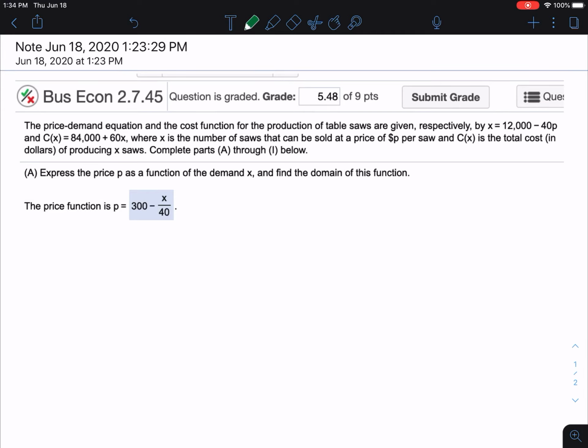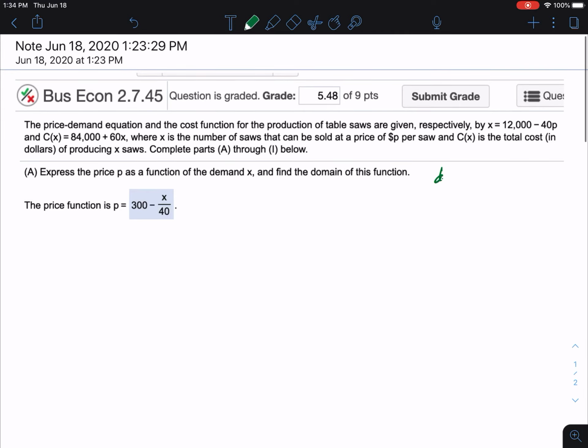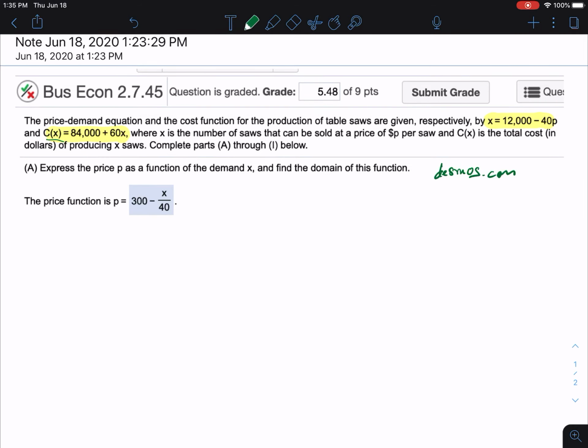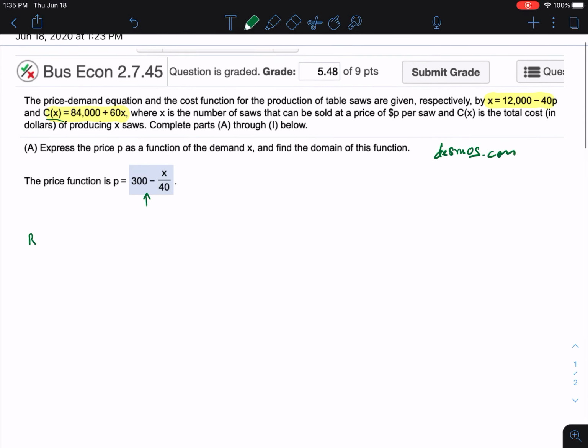Alright, so in this video, I'm going to show you guys how to use Desmos.com to answer one of the questions regarding a graph. In this example, we were given a cost function for producing table saws, as well as the price demand equation for a table saw. And then as part of the rest of the problem, you have to find the price demand function P in terms of X first. And then I think one of the parts is asking for the revenue function as well.